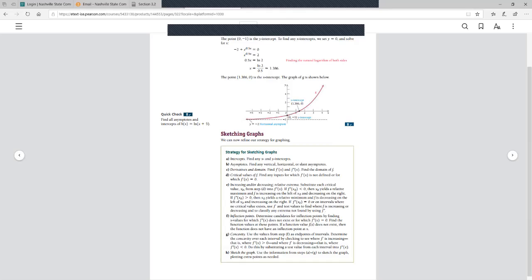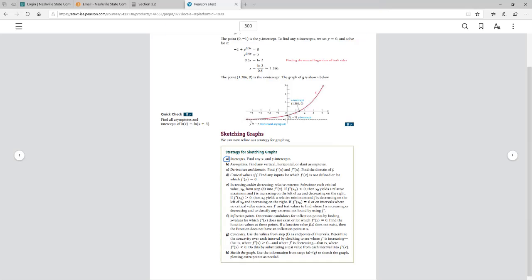One thing we want to find out is, are there any intercepts? Look for any x and y intercepts. Those are typically easy to find. Let x equal 0 and figure out y. Let y be 0 and solve for x. Those will give you the intercepts.